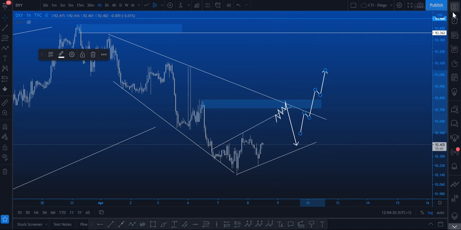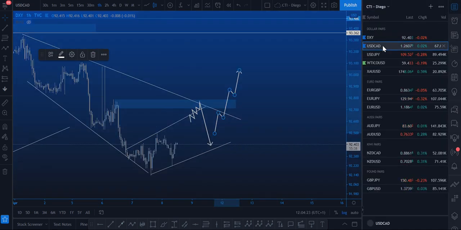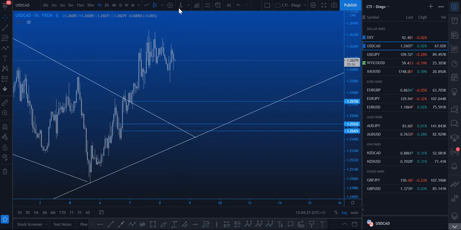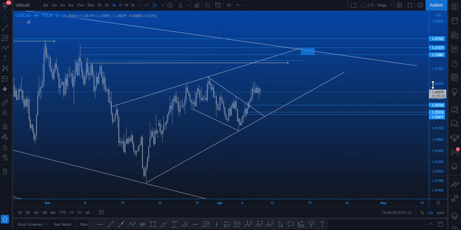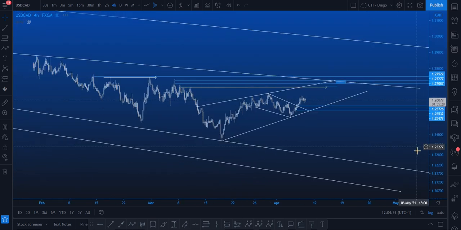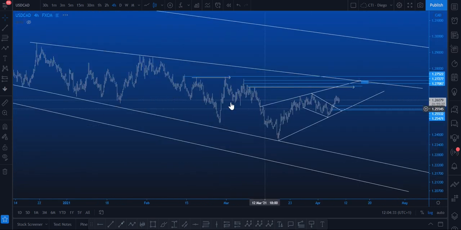Next on the list is dollar CAD. Okay, dollar CAD. So for now, what have we been forecasting all week? Yes, price is within this pattern.